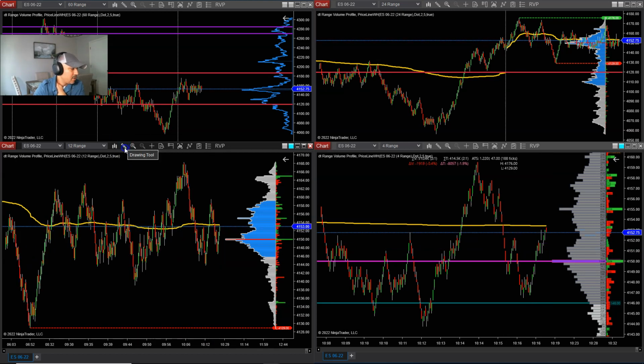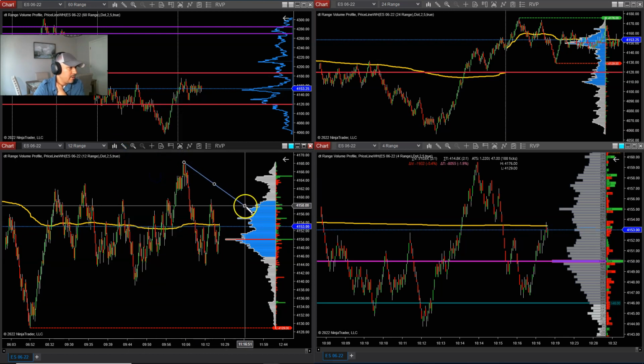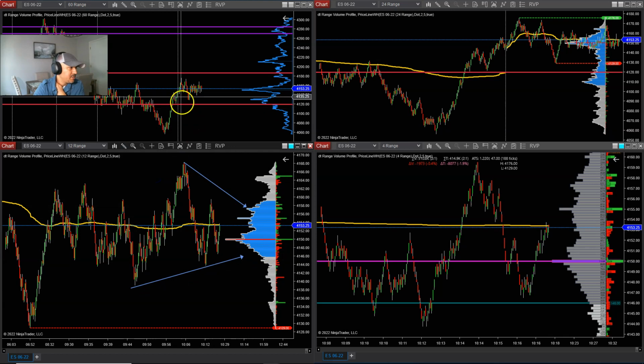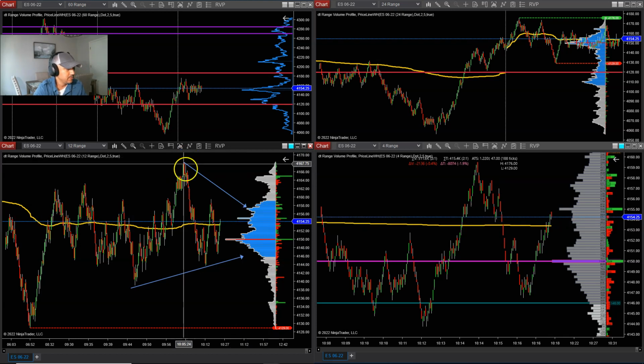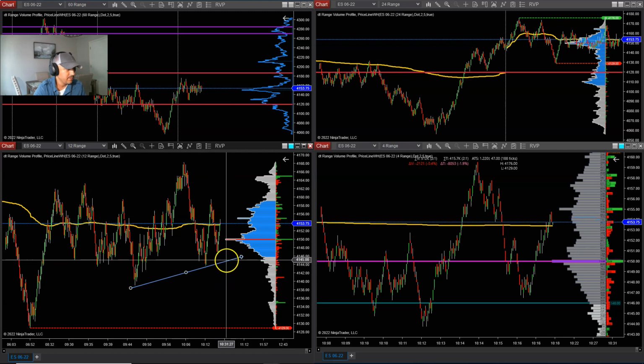And right now, we are in a wedge. I showed you that. You can see it here on the 60 range chart. You can see it on the 12 range chart, building volume in this area right here. So just my little analysis on what's going on currently.